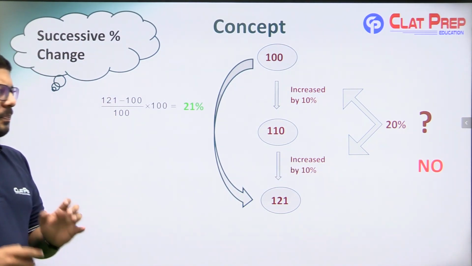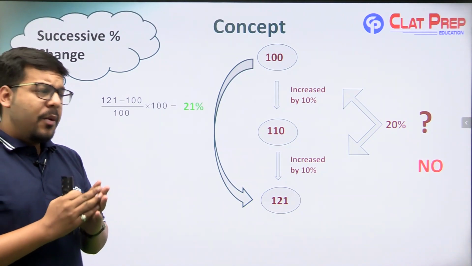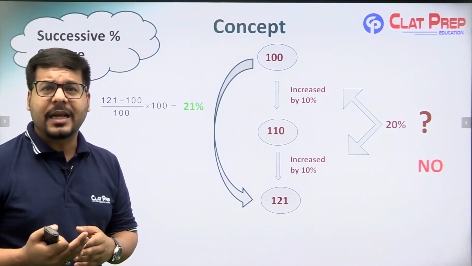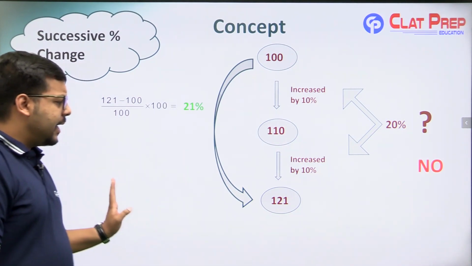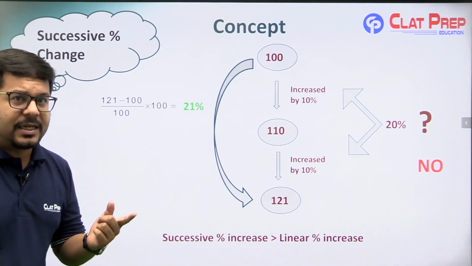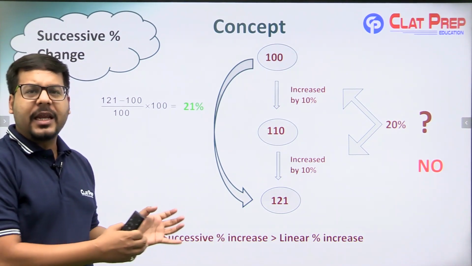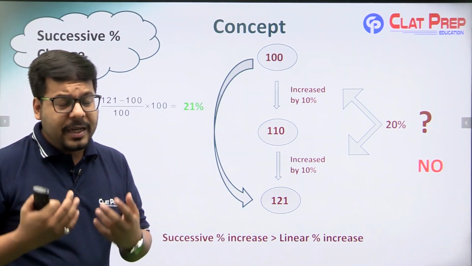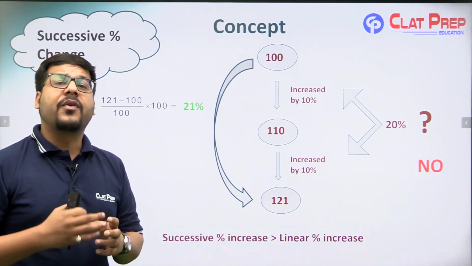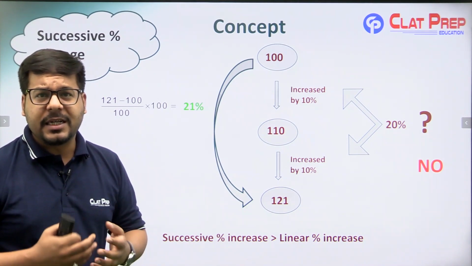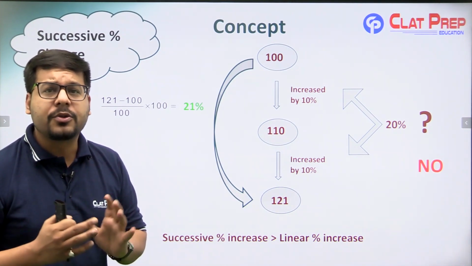Okay, now please take a note of this. Whenever you are increasing a number by a certain percent, and that too successively, the overall percentage increase in case of successive is always greater than the linear percentage increase. Now this very concept will definitely help you in the questions of compound interest, because therein we will be using successive percentage change and the multiplying factors quite a lot.